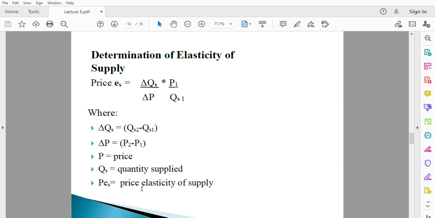Now let's look at the determination of elasticity of supply. We refer to the formula again, then we will use it to calculate. I'm going to give you an example. We'll calculate it together, then I'll give you another example for you to try on your own. But I will pause here so that we continue the examples in the next slide.